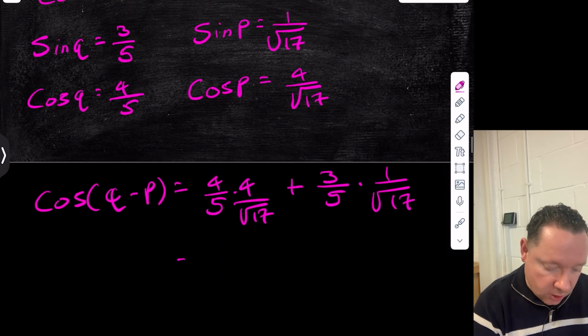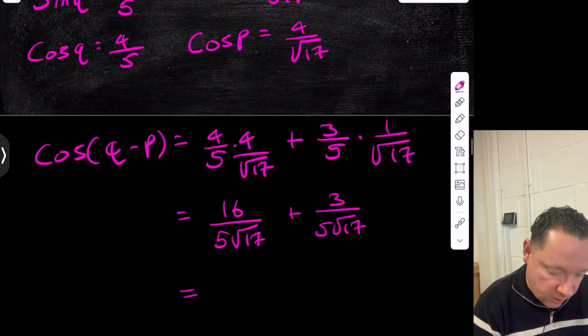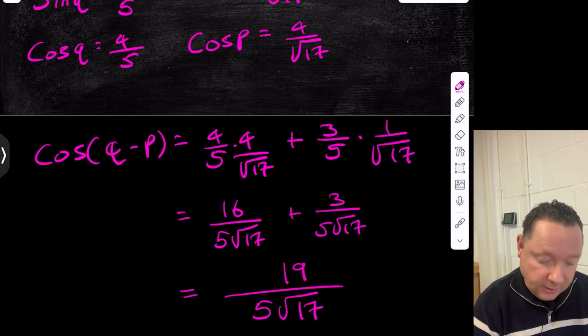Non-calculator, so we're just playing with surds. 4 fours is 16 over 5 root 17, plus 3 ones is 3 over 5 root 17. Well, we've got a common denominator of 5 root 17, so we can just write 5 root 17. 16 plus 3 is 19. So we've got 19 over 5 root 17.